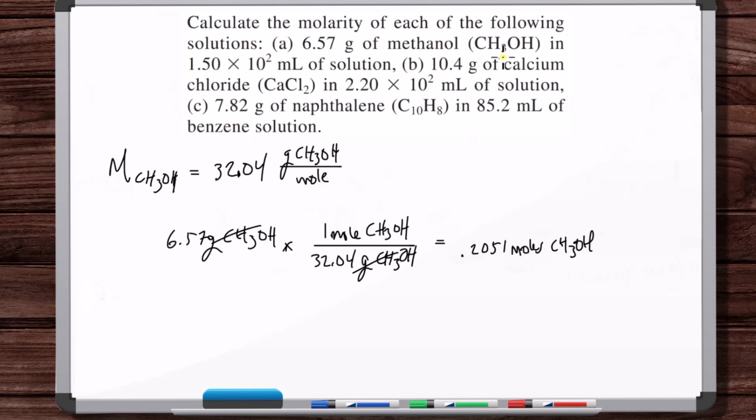We need to know, okay, how many moles are dissolved? Well, here's how many moles are dissolved. But now, in how many liters of solution are these moles dissolved? Well, it tells us 150 milliliters. But molarity of CH3OH, so this is kind of confusing, for molar mass you can also use a capital M, but here this is molarity. So the concentration in molarity of methanol is 0.2051 moles per how many liters of solution, not milliliters. So 150 milliliters in liters is 0.150.